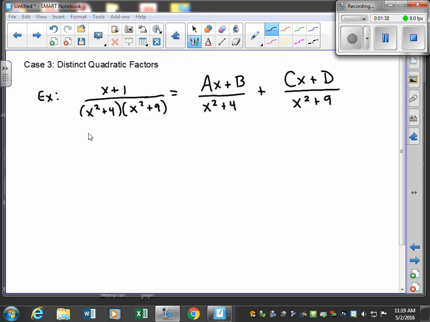Our third case would be a situation like this, where you can see you have quadratic factors on the bottom. Of course, these are not difference of perfect squares, so we will have a linear form in the top, so you'll have an Ax plus B. And then over the second one, you would have a Cx plus D. Now, if I just had, let's say an x, I would only have an F here. But what if I had an x squared plus 5? Then I would have an Ex plus F.